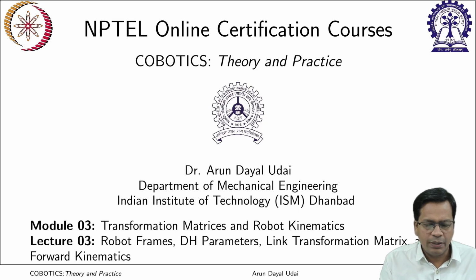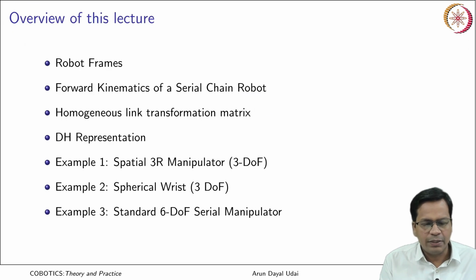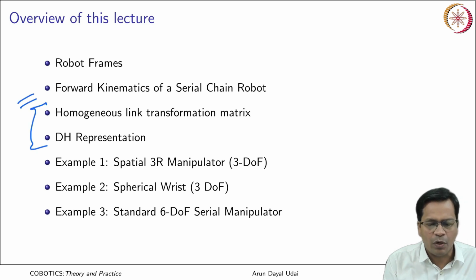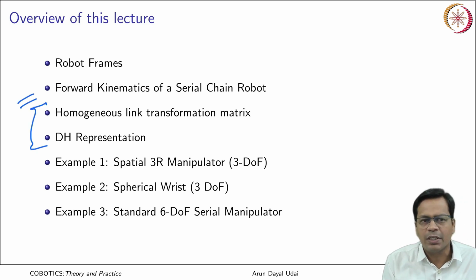Welcome to the third lecture of week 3, that is transformation matrices and robot kinematics. In this lecture, we will discuss robot frames, forward kinematics of serial chain robot, homogeneous link transformation matrix and DH representation. Basically, these two are parts of doing forward kinematics for a serial chain robot. We will discuss through examples.